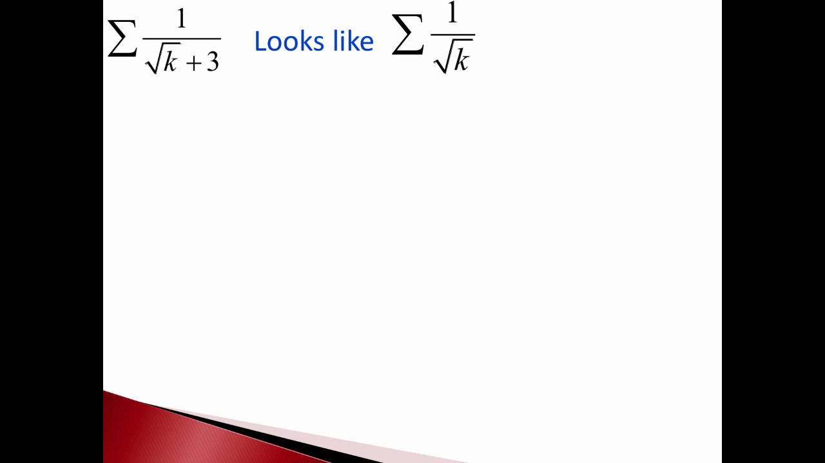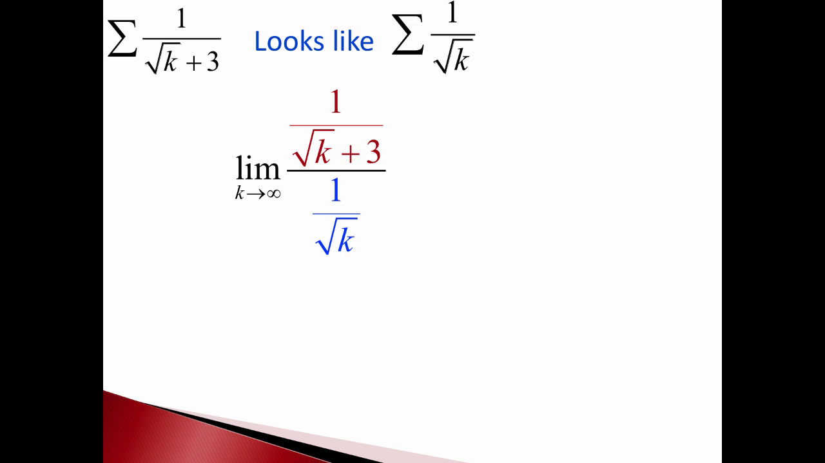I'm going to need something else, and something else I'm about to use is the limit comparison test. Looking at this, I see the square root and I go, oh, it looks like a square root. Let's compare it to 1 over square root of k. So I have the series that I don't know, 1 over square root of k plus 3, and I have a series I do know, 1 over square root of k. Now, how do I know what 1 over square root of k does?